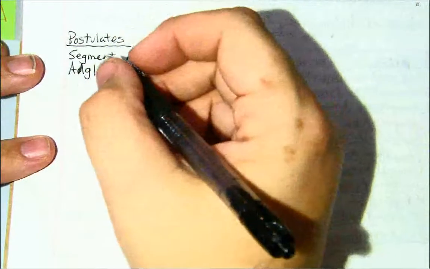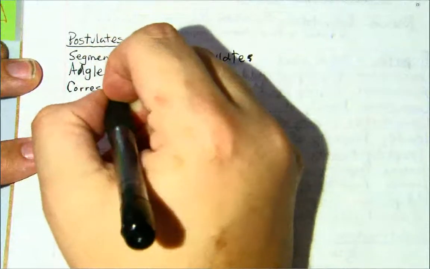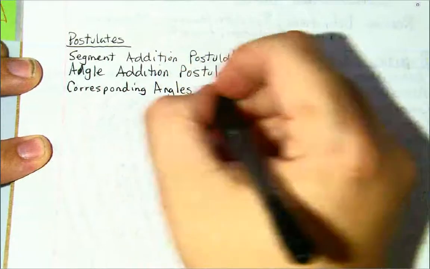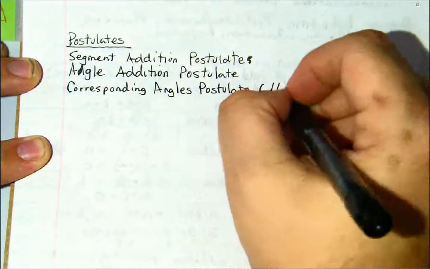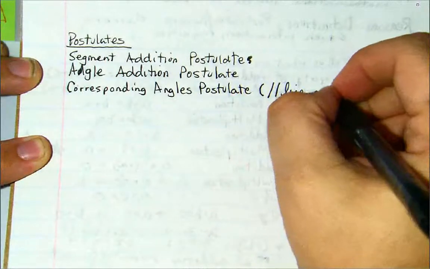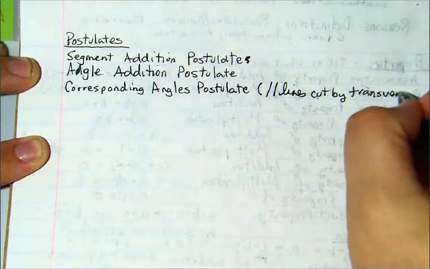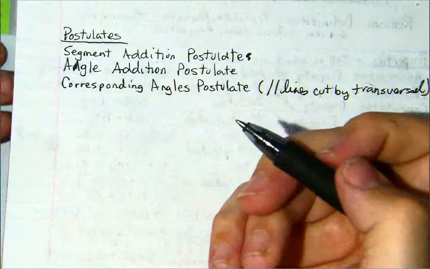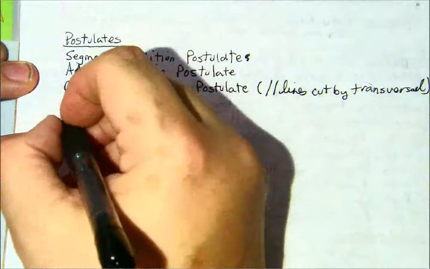What other postulates did we have? The corresponding angles postulate. And that was with parallel lines cut by a transversal. All right, so we've had those postulates. We've had a few of those already. Theorems.